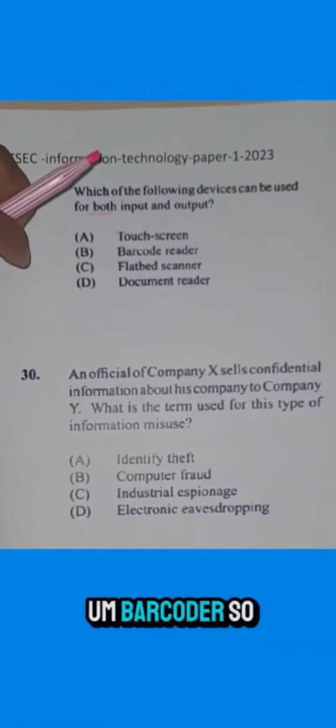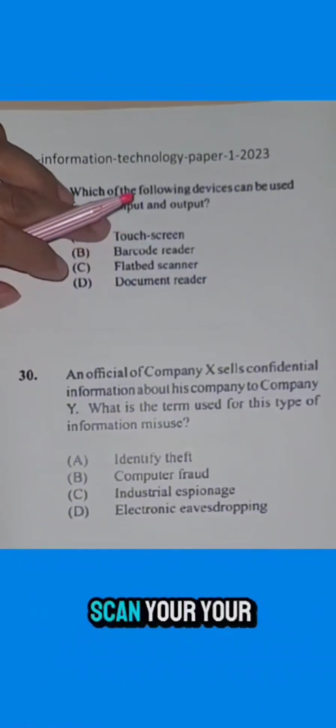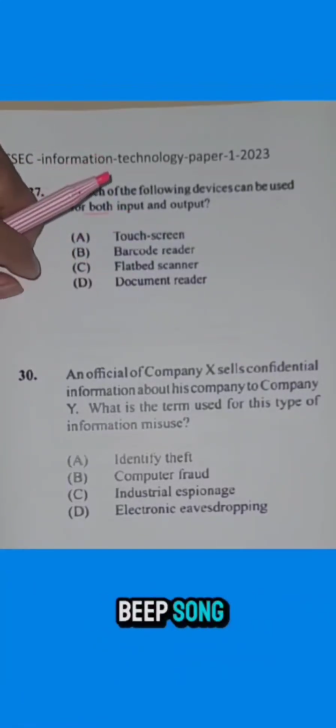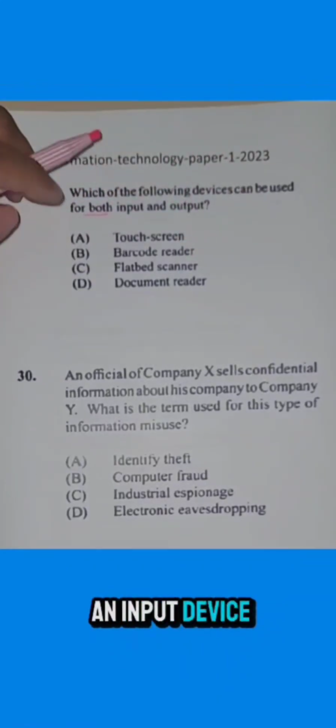And barcode reader. A barcode reader is what cashiers use in the supermarket, where they scan your food items and you hear a beep sound. That would be a barcode reader. So that would be an input device.